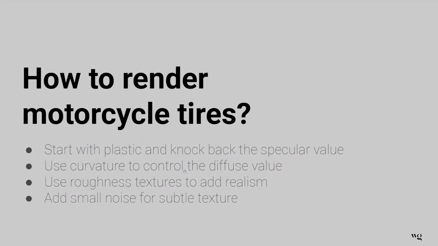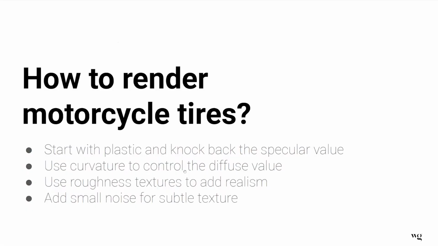So the next question is going to be, how do we render motorcycle tires? I'm going to suggest that we start with a plastic, and then we're going to reduce the specular value so the light doesn't bounce off it, so it's not as shiny, not as much light is coming off of it. I'll recommend using curvature to control the different diffuse values. We're going to add a roughness texture to add some realism, and then some small noise for a subtle texture.